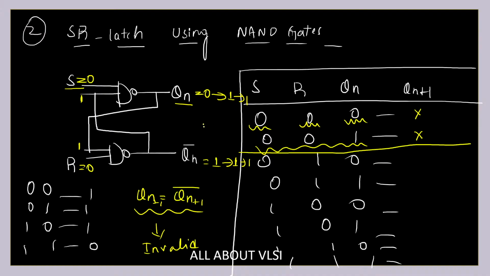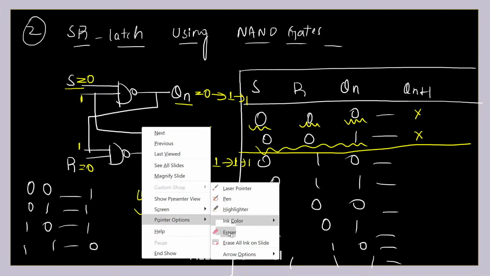Now, let's say the second combination where S is equal to 0 and R is equal to 1. Let me erase this.